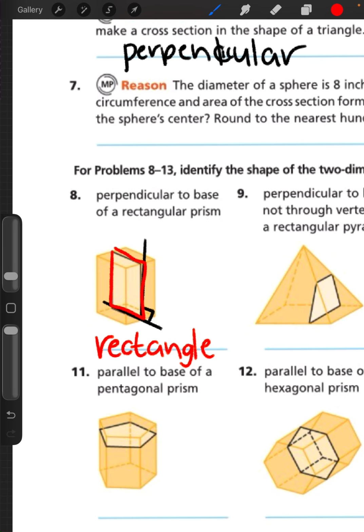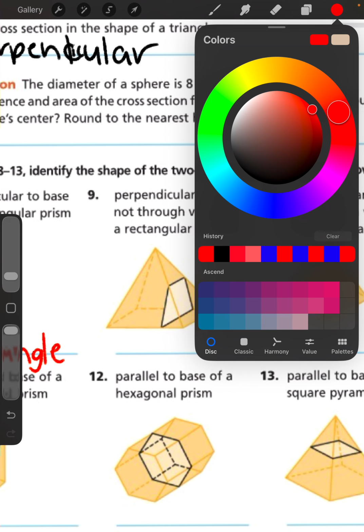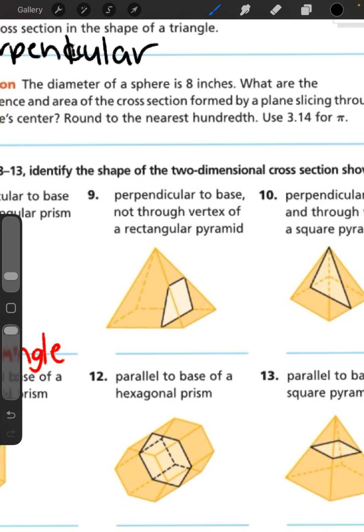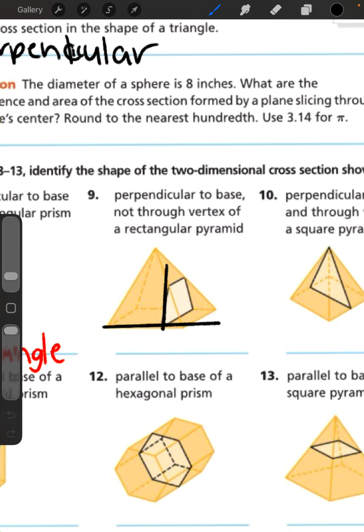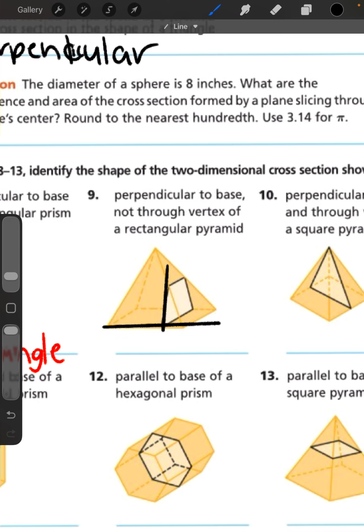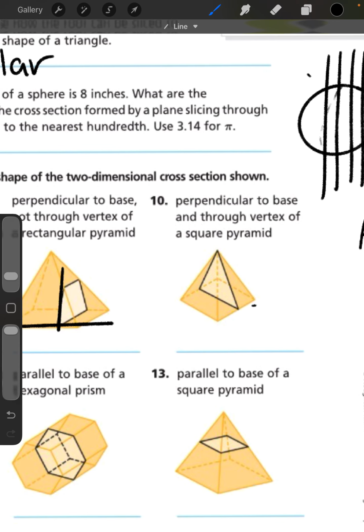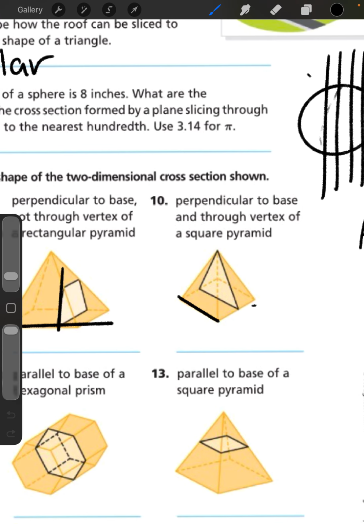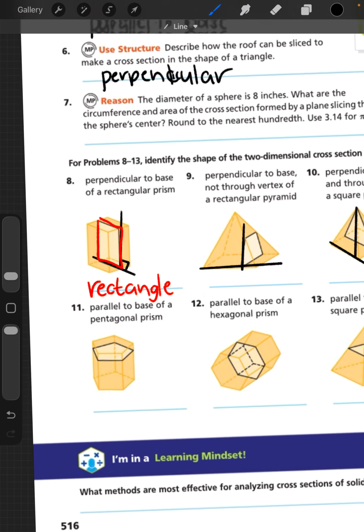Okay. For this one, it's asking you perpendicular. And again, we know it's perpendicular because here's the base and this is how we're cutting it. Right? So go ahead and tell me what that shape is. Again, another perpendicular one. Remember, this is the base and we're cutting this way. Go ahead and tell me what shape you think that is.